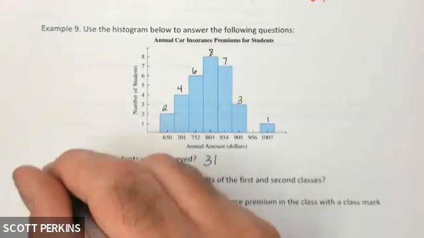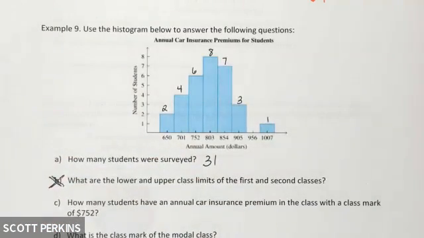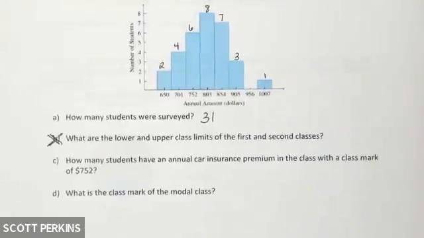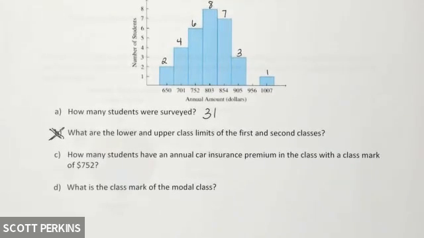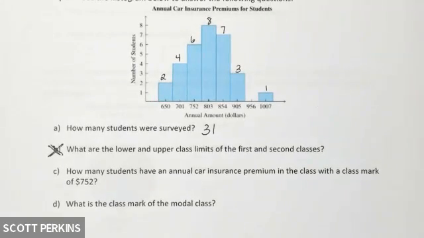We are not going to do the B part, so you can just cross that out. That's not a question I'll hold you responsible for on the test. So then what I would like you to do is the C part. How many students have an annual car insurance premium in the class with a class mark of 752? I'm going to give you, again, 10 seconds, 15 seconds to write down that answer.